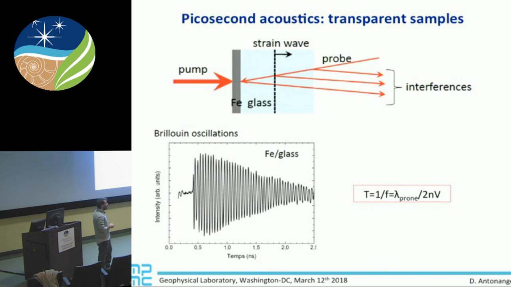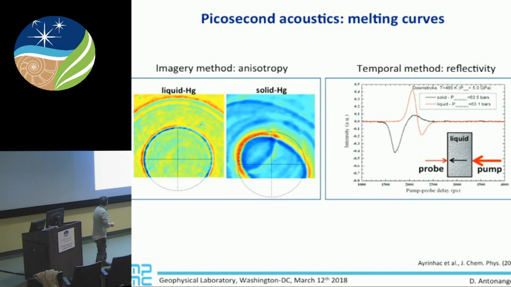And finally, in the case of an optically transparent sample, what is observed is the interference between the probe and the acoustic waves traveling across the sample, the so-called Brillouin oscillation. And the frequency analysis, like in Brillouin spectroscopy, gives the frequency of this oscillation, which depends on the sound velocity and the refractive index of the elements.